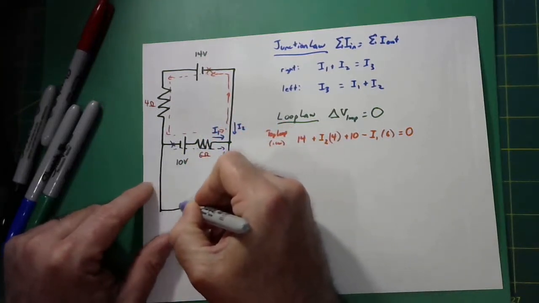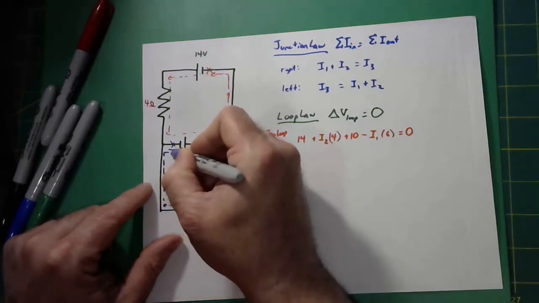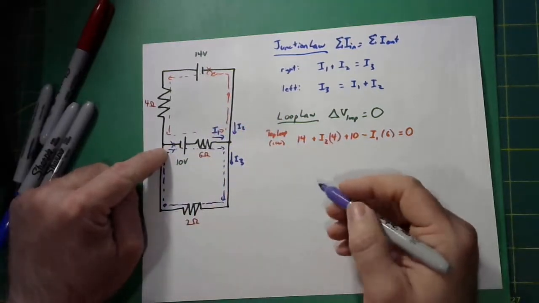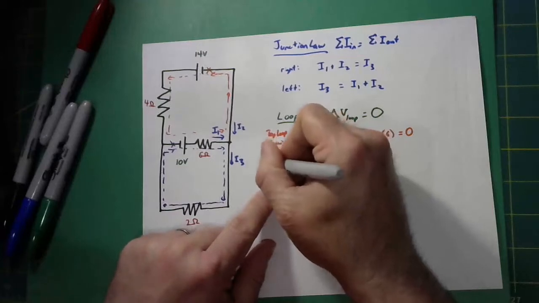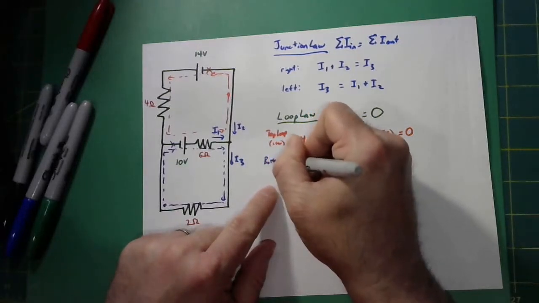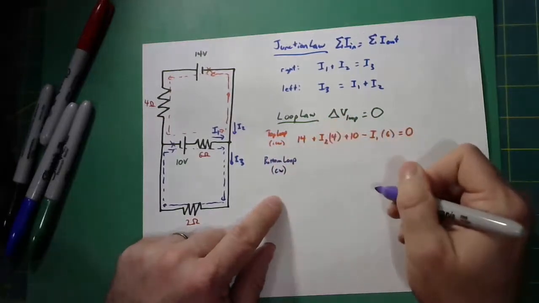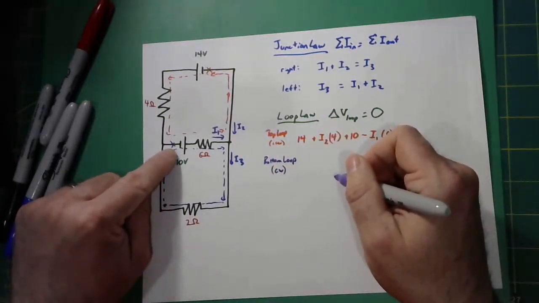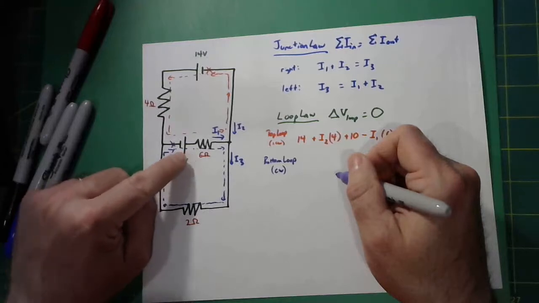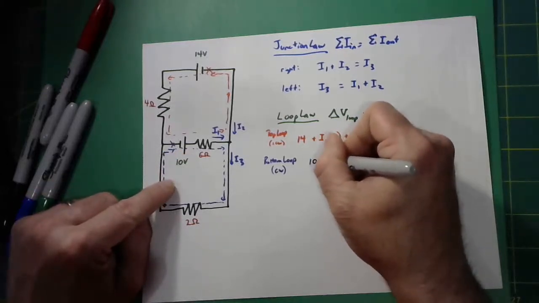And end up back where I started. So we're going to do the bottom loop. We're going to do this one clockwise. So first thing, I'm starting here. I'm going to go up 10 volts. I'm going from the low V to the high V side of the battery. So I'm going up voltage, up 10 volts.